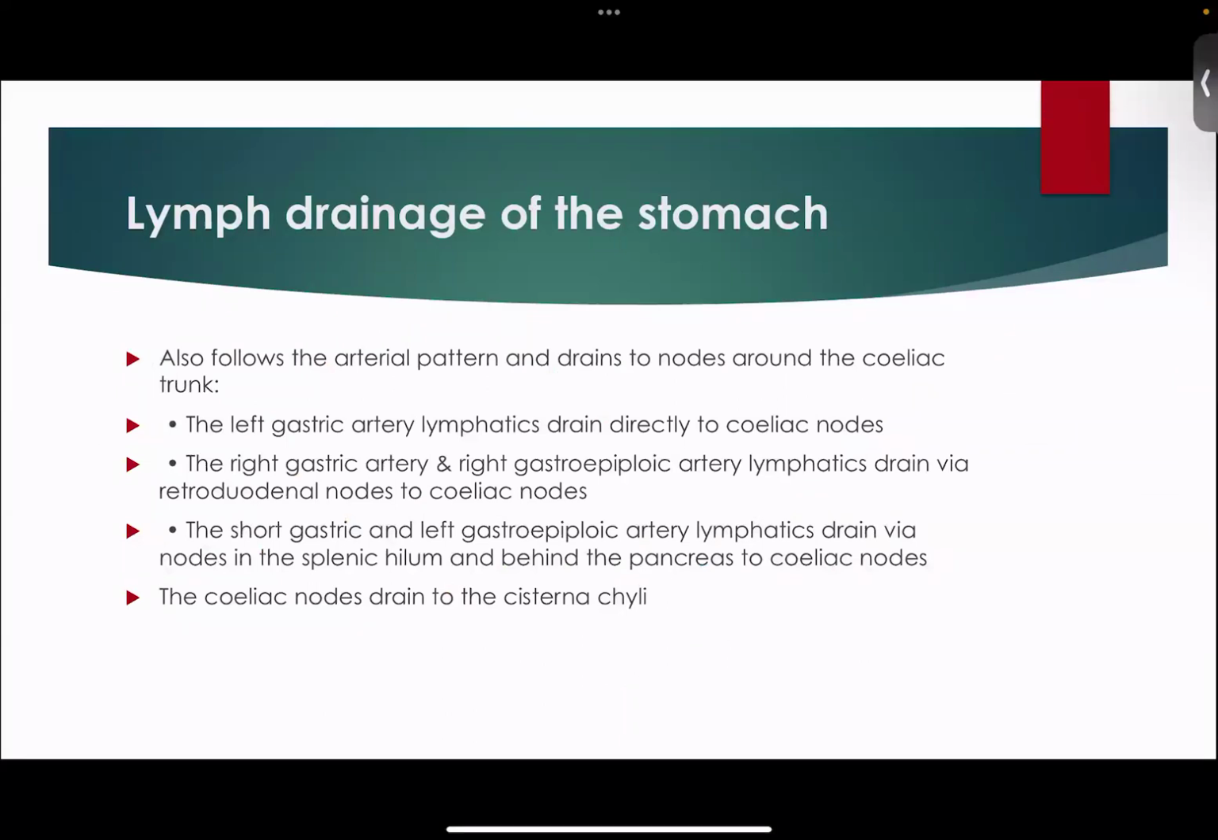The lymph drainage of the stomach also, as we said, follows the arterial supply. The left gastric artery lymphatics drain directly into the celiac nodes. The right gastric artery and right gastroepiploic artery lymphatics drain via the retroduodenal nodes and from there to the celiac nodes, while the short gastric and left gastroepiploic lymphatics drain via the nodes in the splenic hilum and from behind the pancreas into the celiac nodes. Then the celiac nodes drain into the cisterna chyli, which continues to the chest as the thoracic duct.